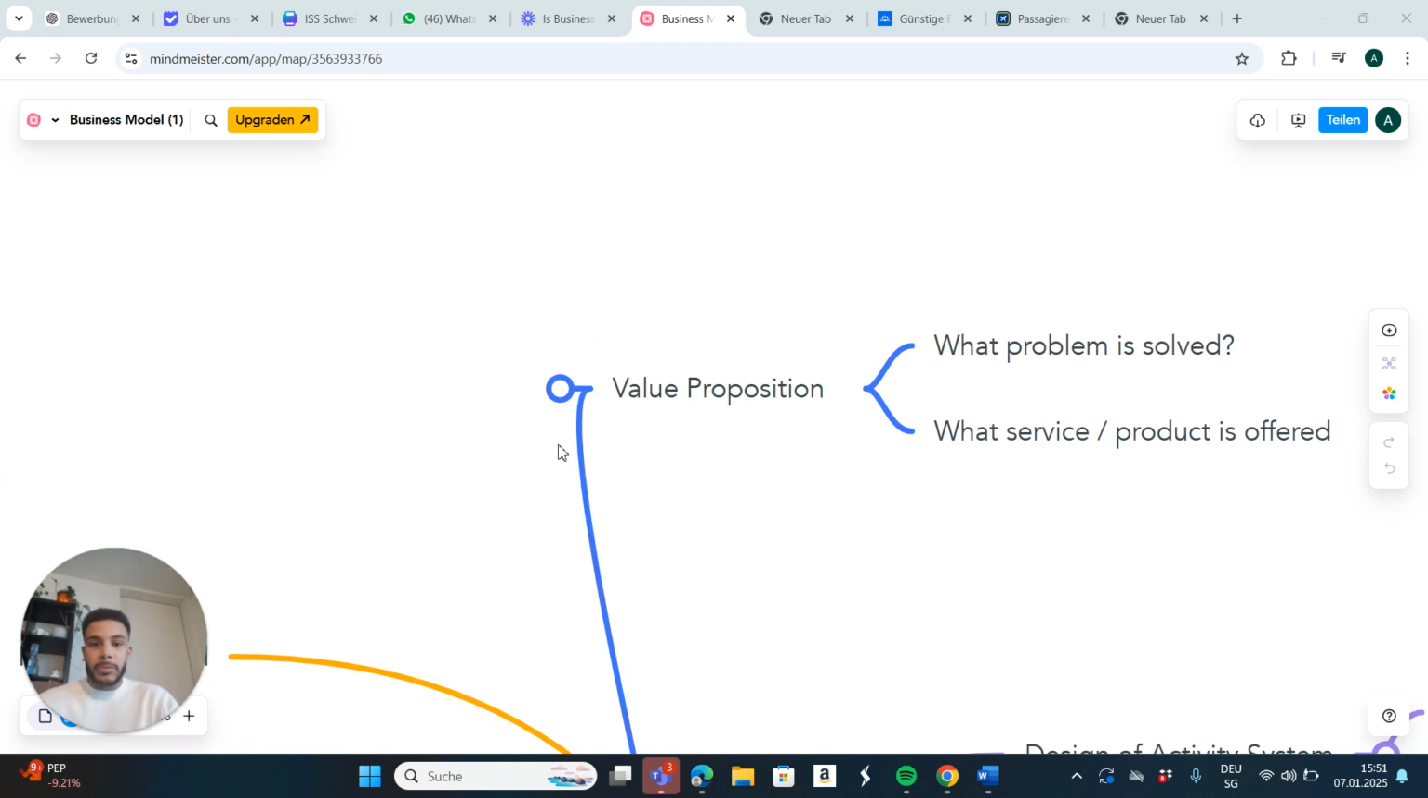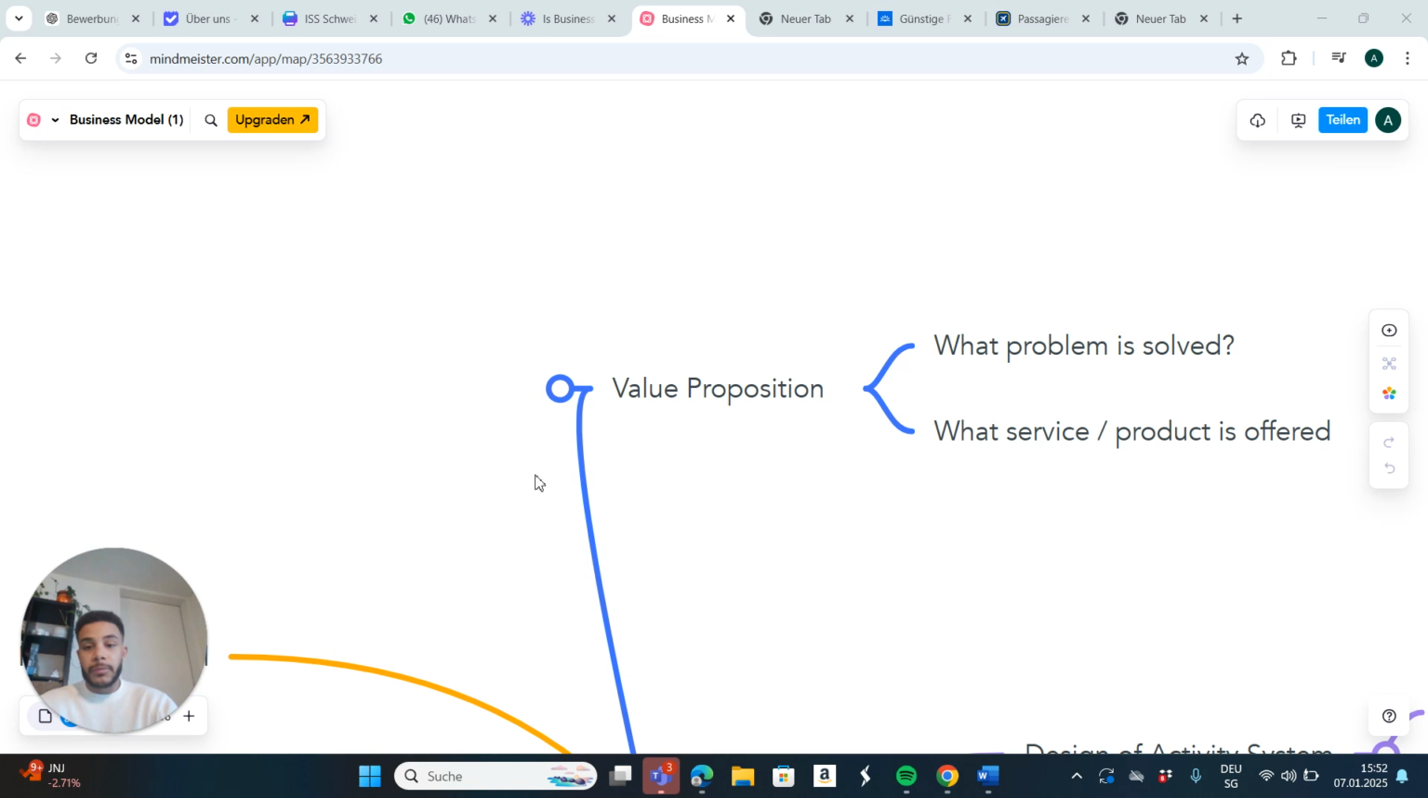So the first branch is the value proposition of the company. So what problem is solved and what product or service is built in order to solve the problem. For the pizza shop, it's pretty easy. What problem is solved? People are hungry, and the product that is offered is pizza.